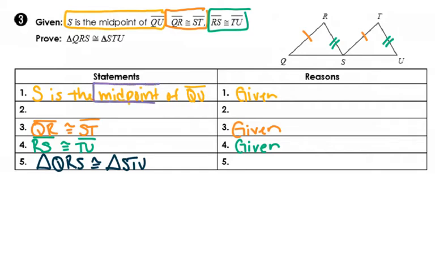The fact that you use the word midpoint lets you know that your next reason needs to be definition of midpoint, and then you need to be able to make up a statement because you're using the definition of midpoint. So if it's the midpoint of QU, that means these sides are congruent. So QS is congruent to SU.